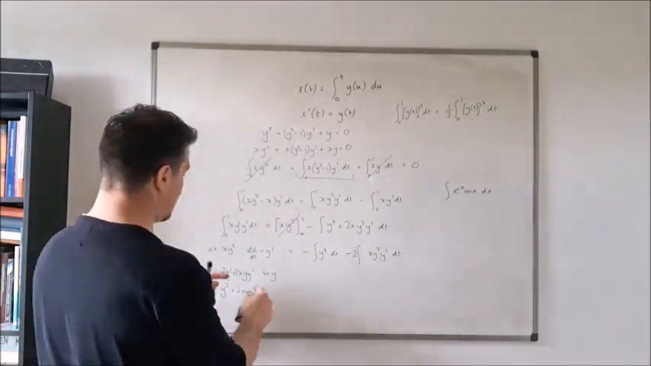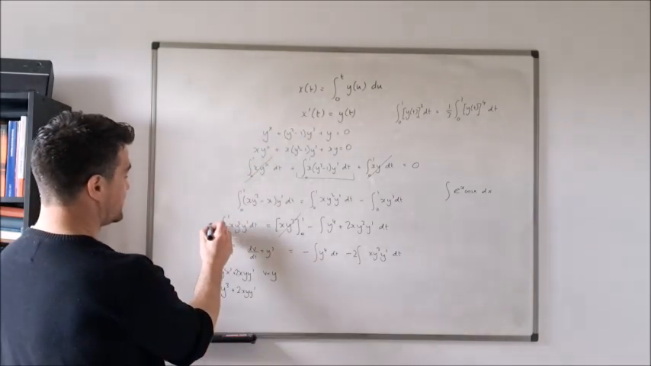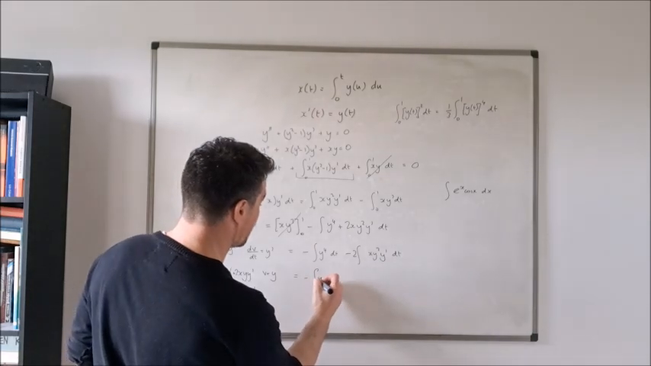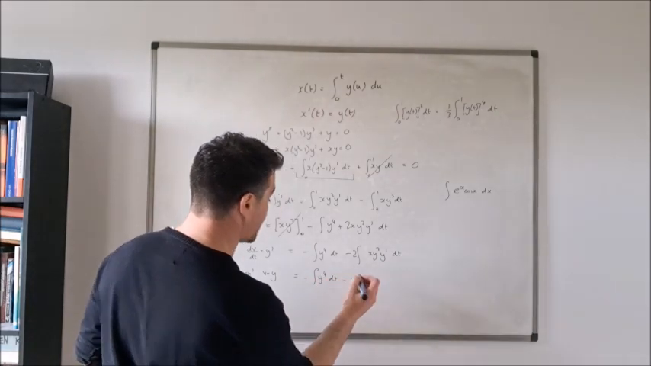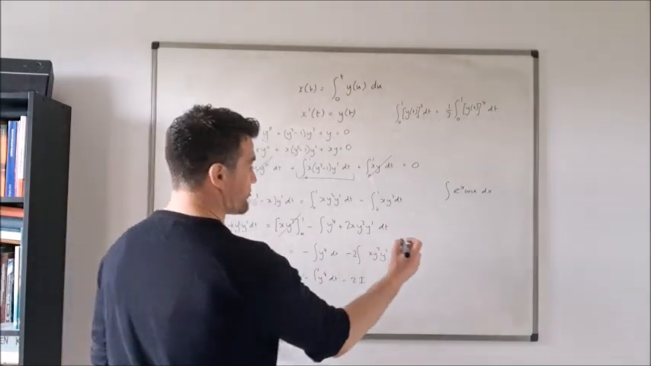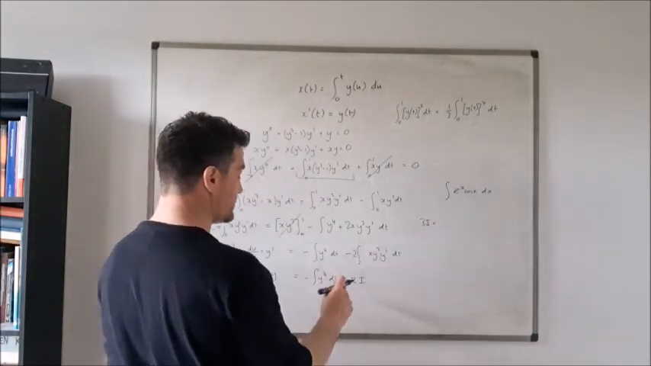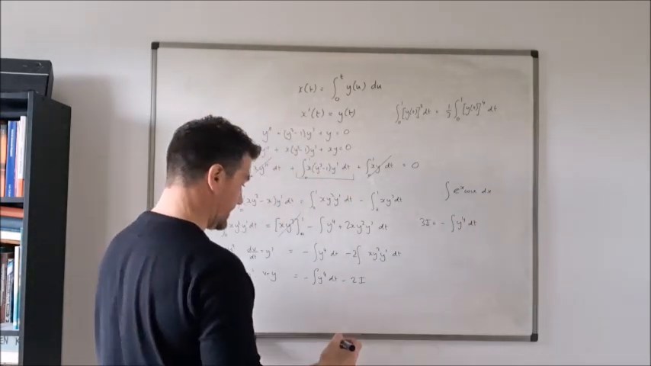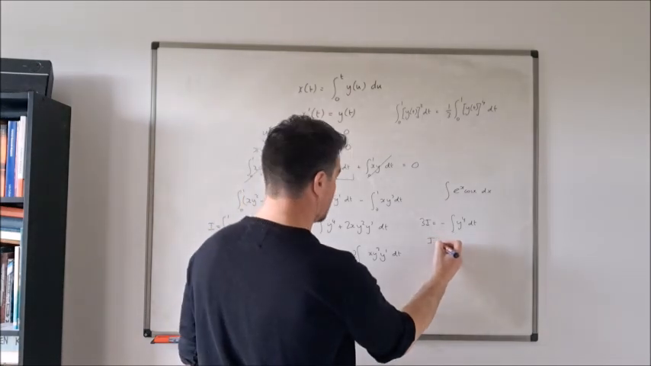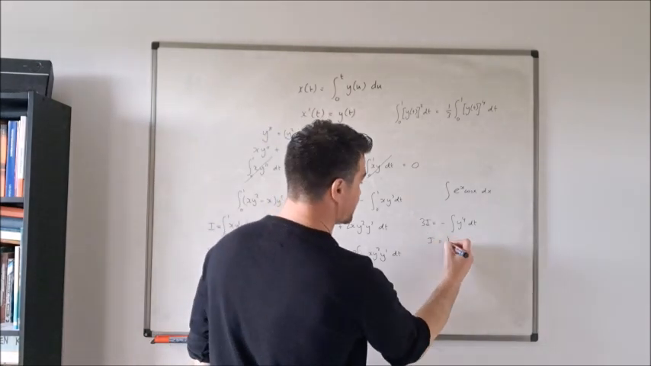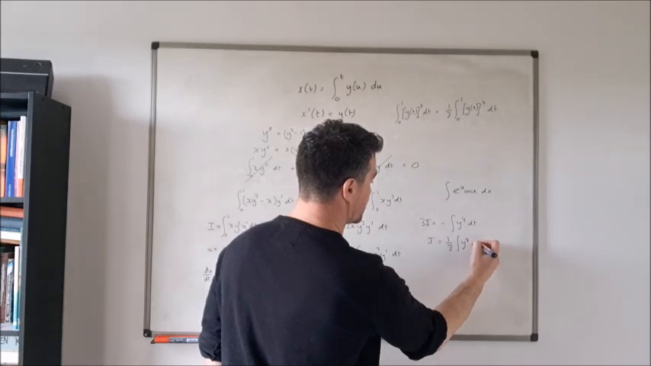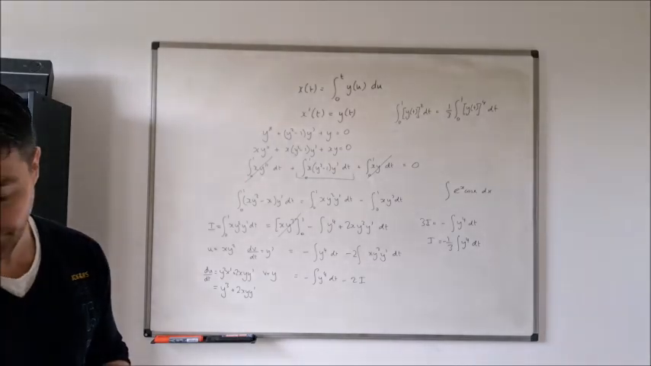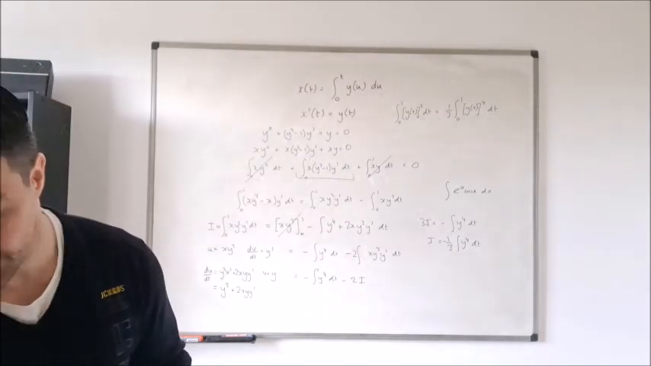So what we can do here is, if I just think of I as this thing here, then I've got minus the integral of y to the power of 4 dt minus 2I. So that means that 3I is going to be equal to minus the integral of y to the power of 4 dt, and therefore I is going to be equal to minus a third the integral of y to the power of 4 dt.